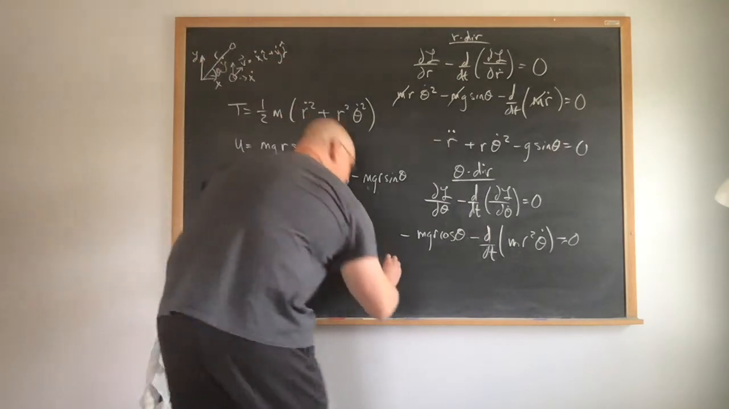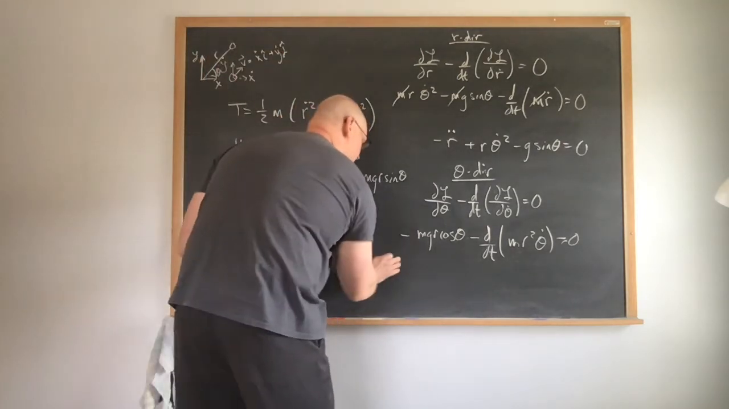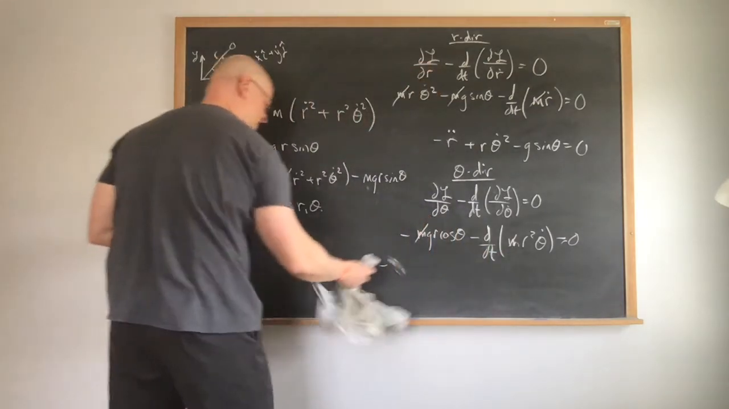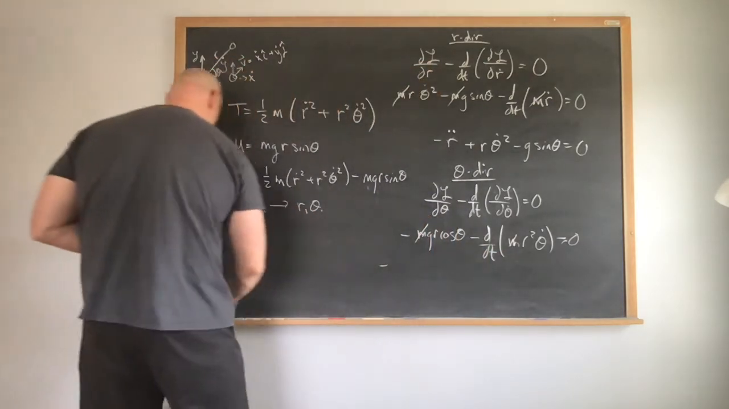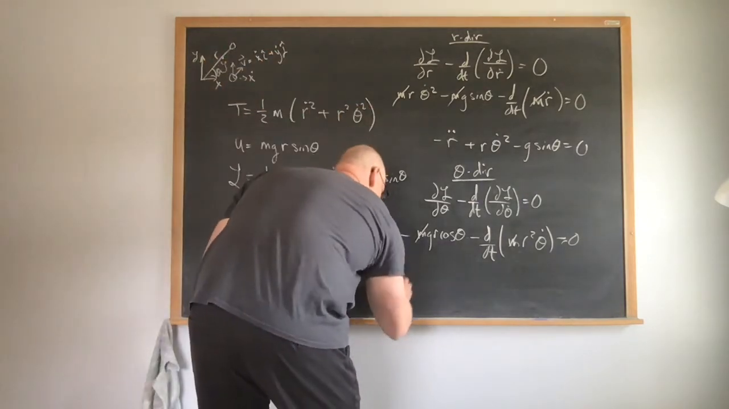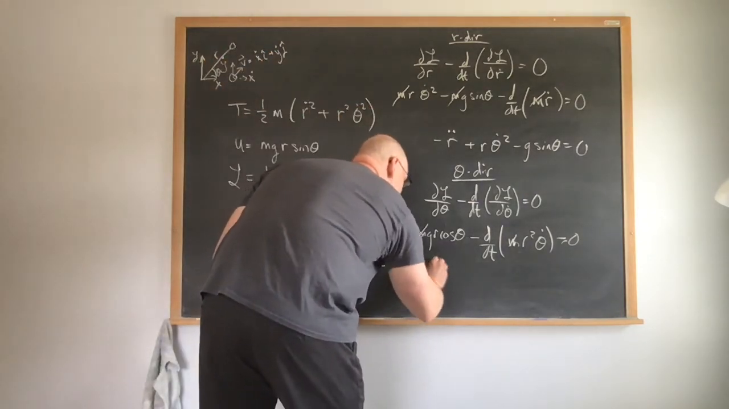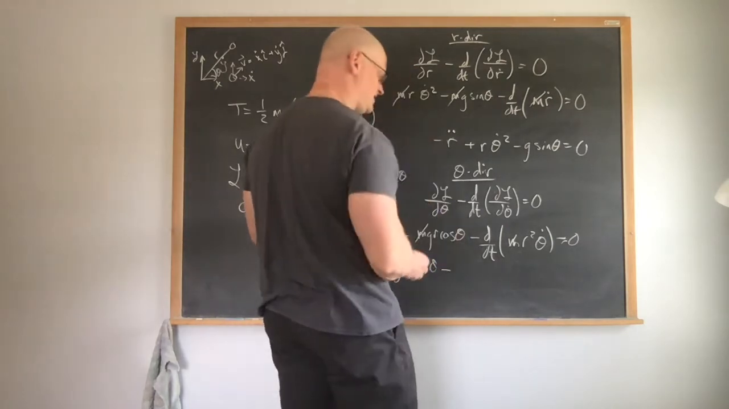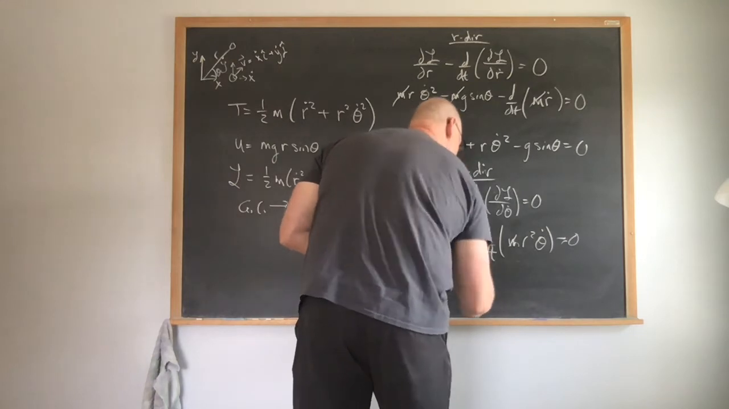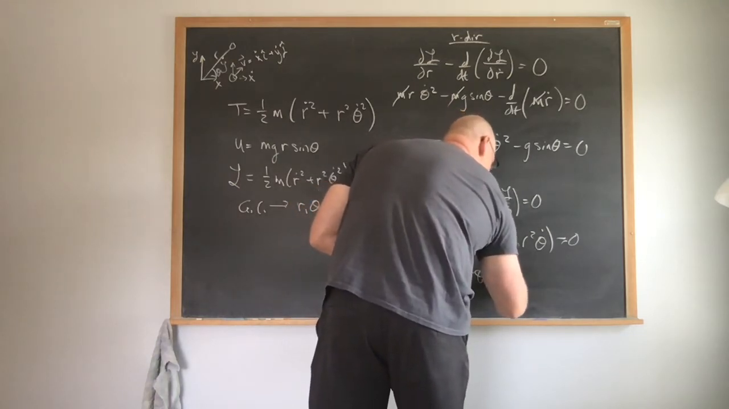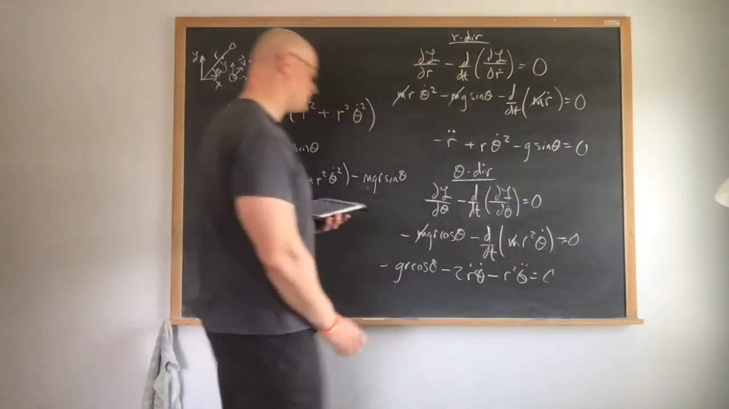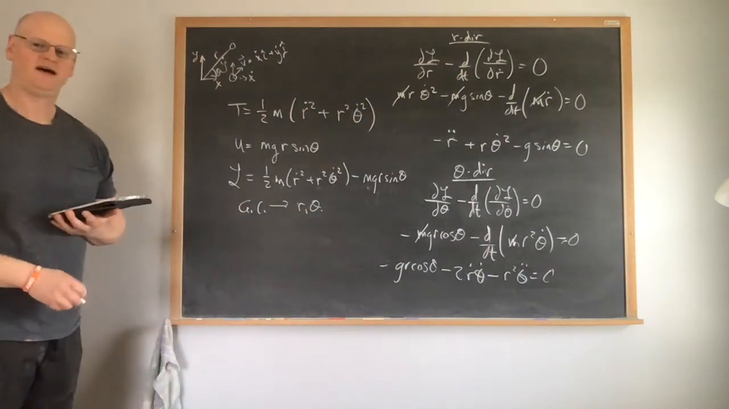So now this is going to give me a minus, well, let me get rid of the m's, because again, the m's are all the same, so I cancel out that m. So I'm going to get a minus g times r times cosine of theta minus, so now if I take the derivative of the first term, that's going to give me a 2r dot theta dot minus r squared times theta double dot is equal to 0. I'll just leave it this way.